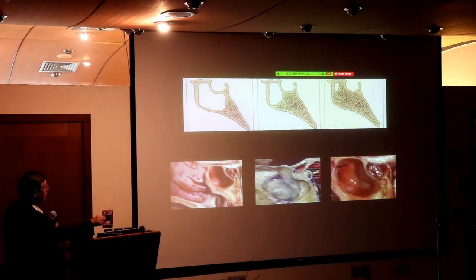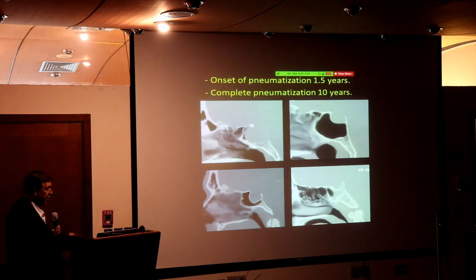And the pattern of air pneumatization in the sphenoid sinus is variable. This is almost lack of pneumatization. This is pneumatization in the anterior part. This is pneumatization in most of the part. So that's why we get different kinds of sella turcica. Pneumatization starts at the age of 1 to 2.5 years. You start having pneumatization of your sphenoid sinus, and it's complete by the age of 10. Of course, this has an implication for transnasal transsphenoidal surgery in kids.